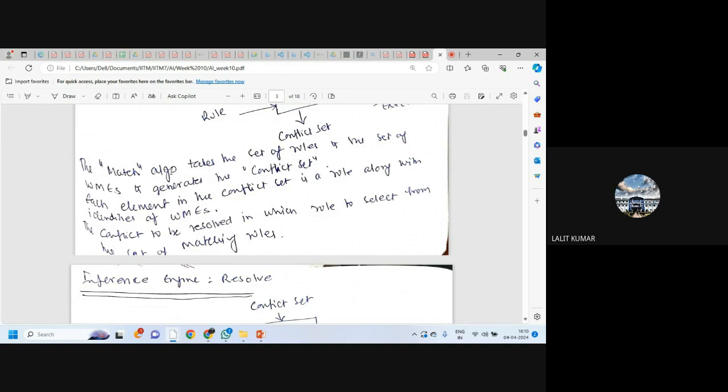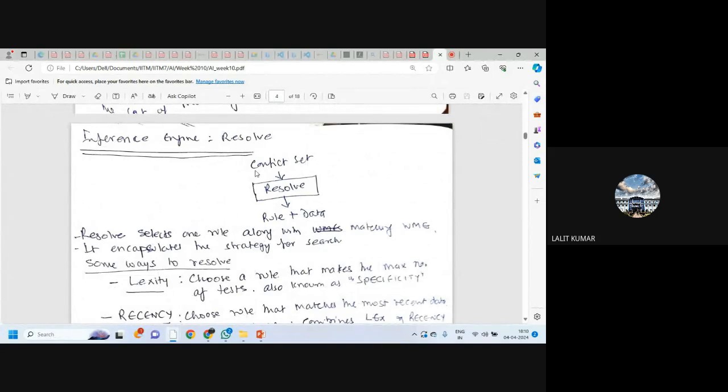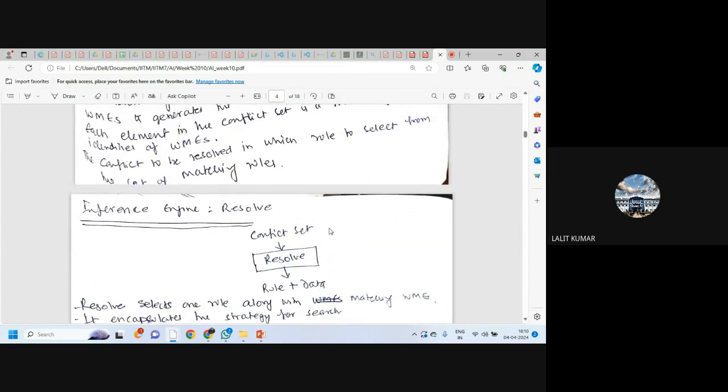So the match algorithm takes the set of rules and working memory elements and generates the conflict set. Each element in the conflict set is a rule along with the identities of the WMEs. The second part is resolve. In resolve, there are certain strategies which the professor has covered later, but I'll cover here as well. The resolve can have, for example, something called recency. Recency means the most recent. So whichever is the recent pattern, we'll act on that first. So we might have that strategy.